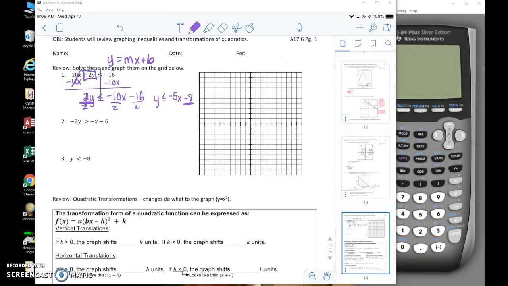1, 2, 3, 4, 5, 6, 7, 8. And our slope is negative 5, so down 5 over 1. We don't really have room for that, so I'm going to do it backwards. Up 5, 1, 2, 3, 4, 5 over 1.